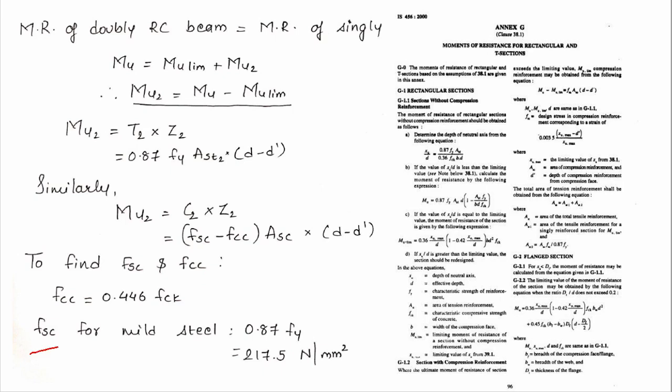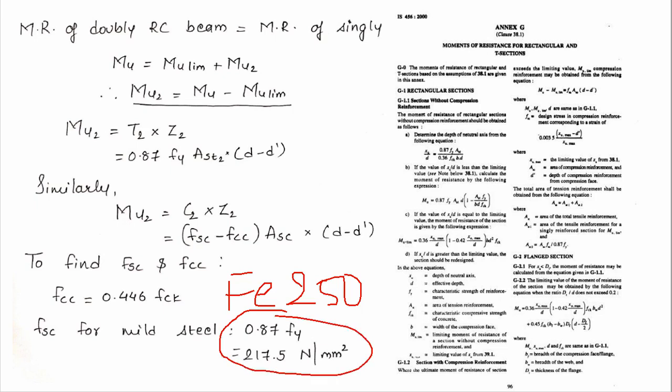Now the question arises of how to find FSC. FSC is the stress in steel in compression. That means we are dealing with the steel in the compression zone. There are basically two types of steel we will be dealing with. The first is mild steel, or you can say Fe250 steel. For that the equation will be 0.87 Fy. Only for mild steel, keep in mind, the equation will be 0.87 Fy. Substituting Fy equal to 250, we get the answer 217.5 Newton per mm square.